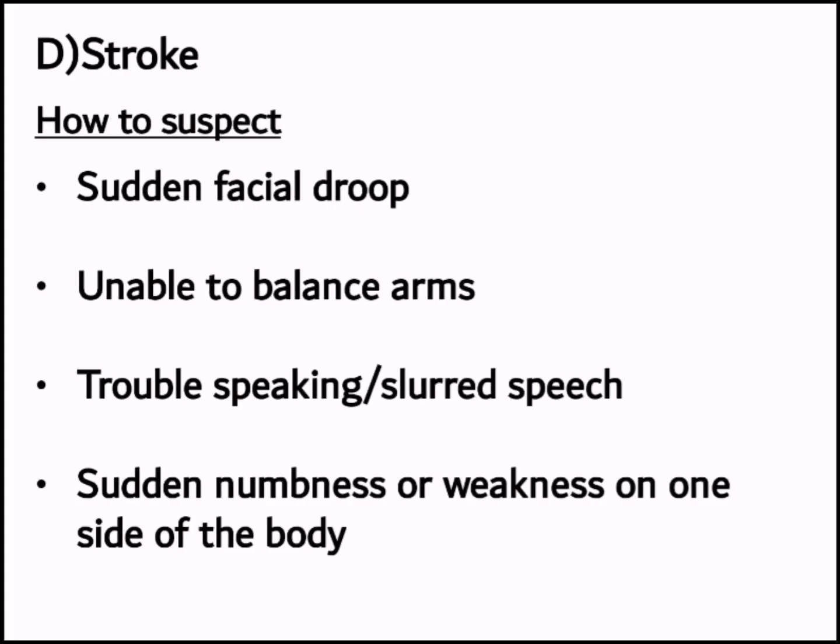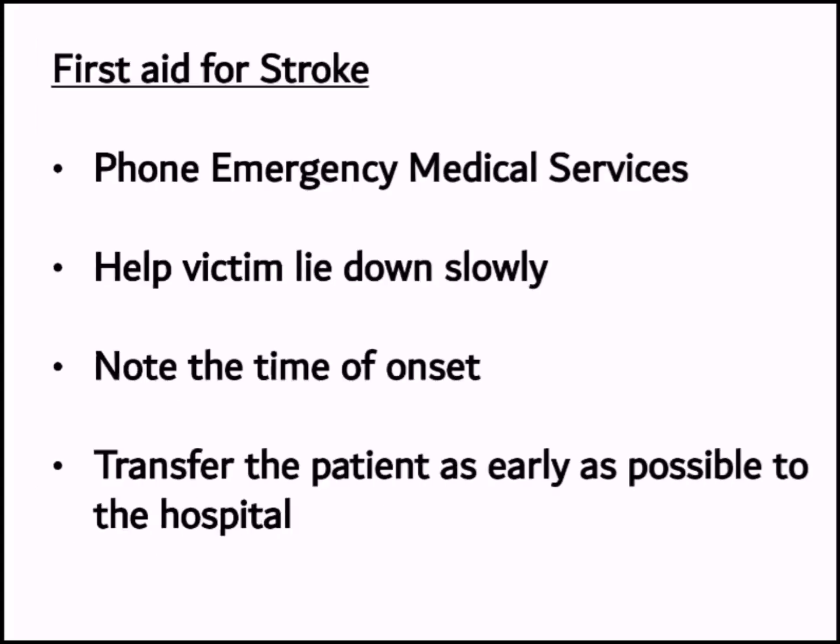D. Stroke. How to suspect: sudden facial droop, unable to balance arms, trouble speaking, slurred speech, sudden numbness or weakness on one side of the body. First aid for stroke: phone emergency medical services. Help the victim lie down slowly. Note the time of onset. Transfer the patient to the hospital as early as possible.